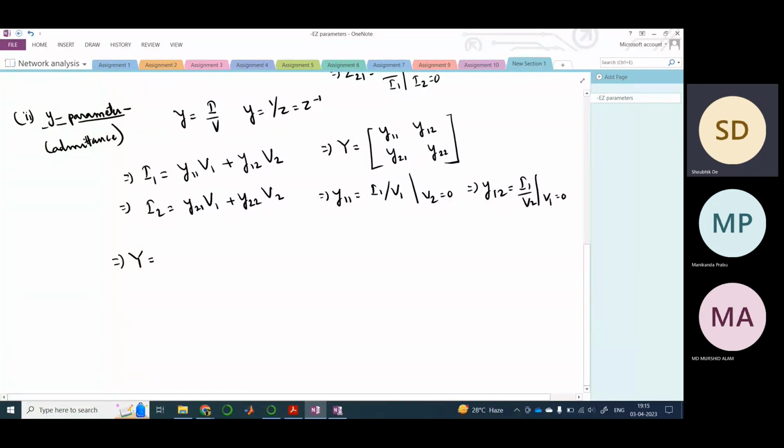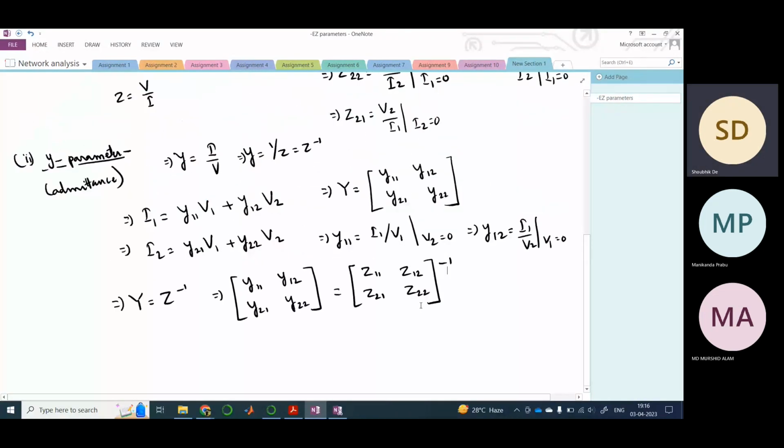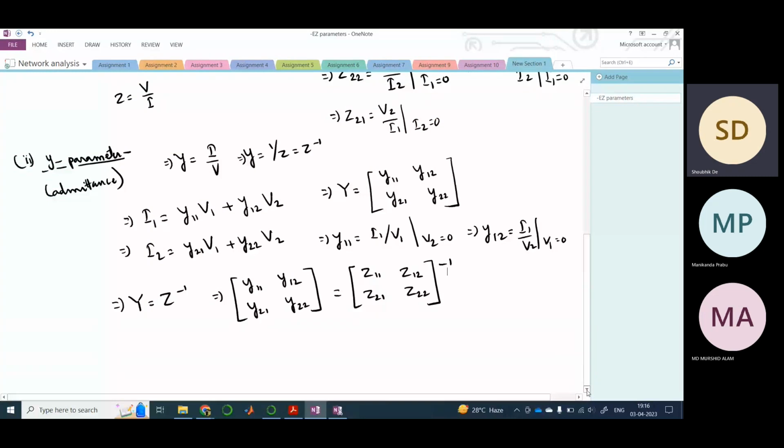Since we have seen now that Y equals Z inverse, we can also write the admittance matrix capital Y to be the inverse of the impedance matrix. So capital Y is this matrix, which is equal to the inverse of the impedance matrix. This is how these two parameters, Y parameter and Z parameter, are related. I hope there is no problem in this. If you have any problem, you can speak up.